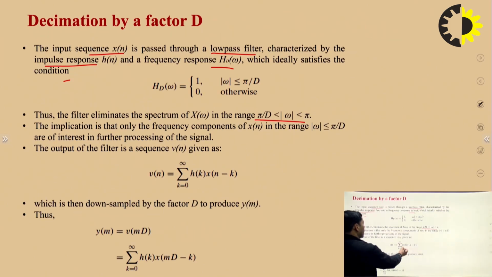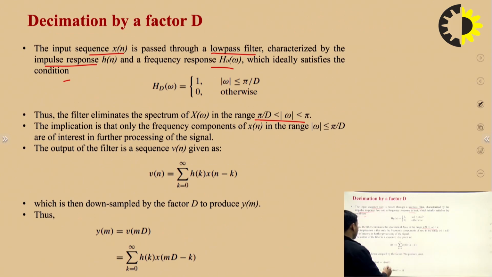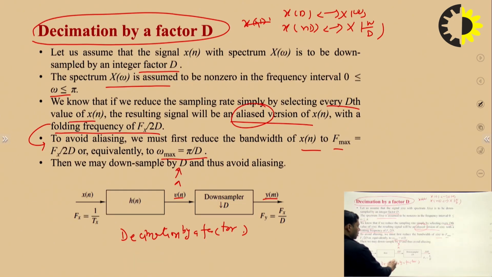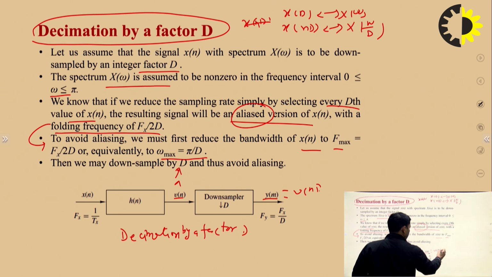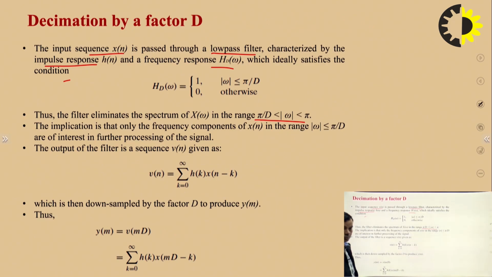So, we get h(k) into x(n minus k), which is then downsampled by the factor D. This is applied onto the downsampler D to produce the output y(m). So, y(m) equals what? It is v(n) downsampled, with n replaced by n into D. So, the output y(m) equals v(mD).